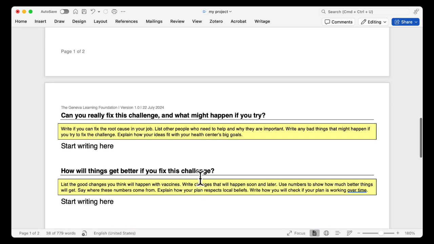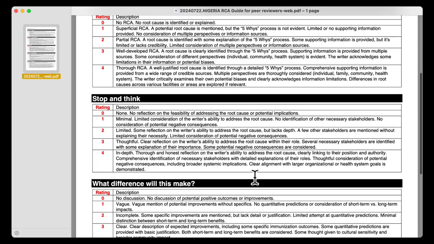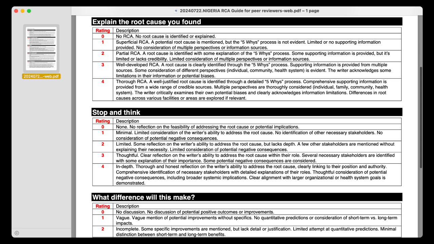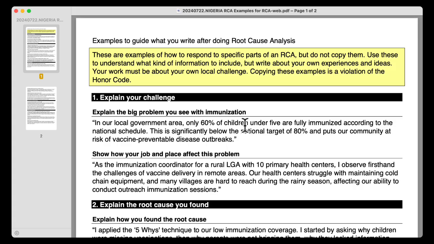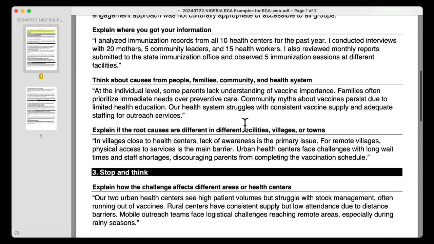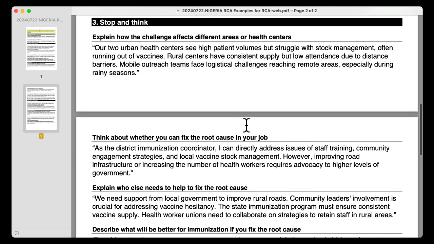Now, next you have, can you really fix this challenge? And what might happen if you try? So that's the stop and think step. And so, yes, let's look at what's in the guidance here. So stop and think.